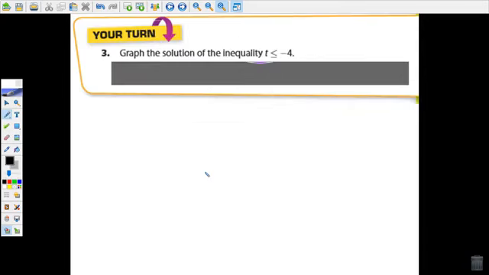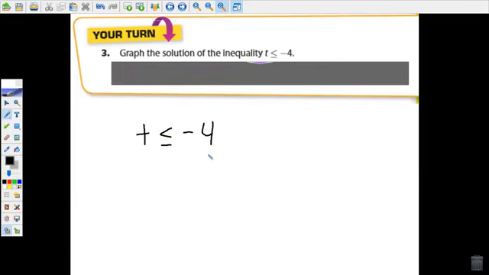Everybody, go ahead and do the your turn. 5, 4, 3, 2, 1. All right. So I like how it's set up because the way it's set up already has the variable in the front. That makes it easier on us.